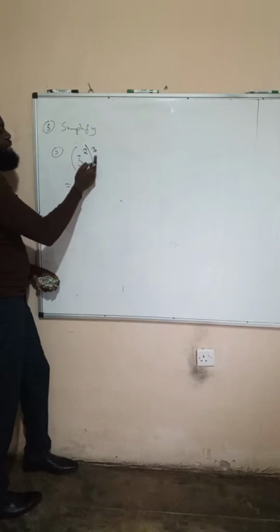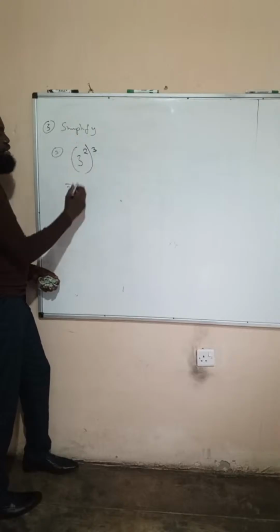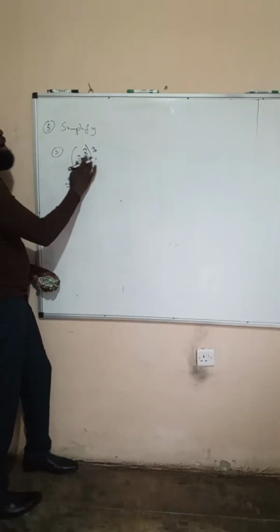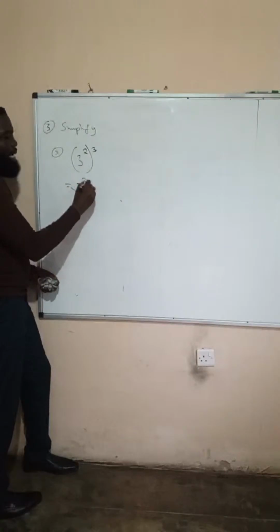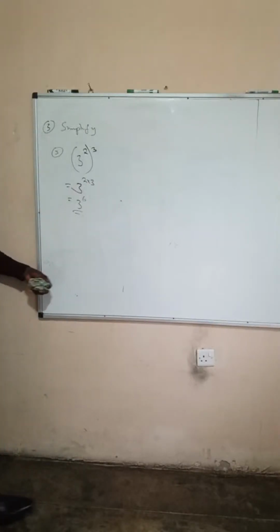So when you are simplifying this, maintain the base, but multiply the powers, because bracket means multiplication. So it will be 2 times 3, which is 6. 3 to the power 6. Do you see?